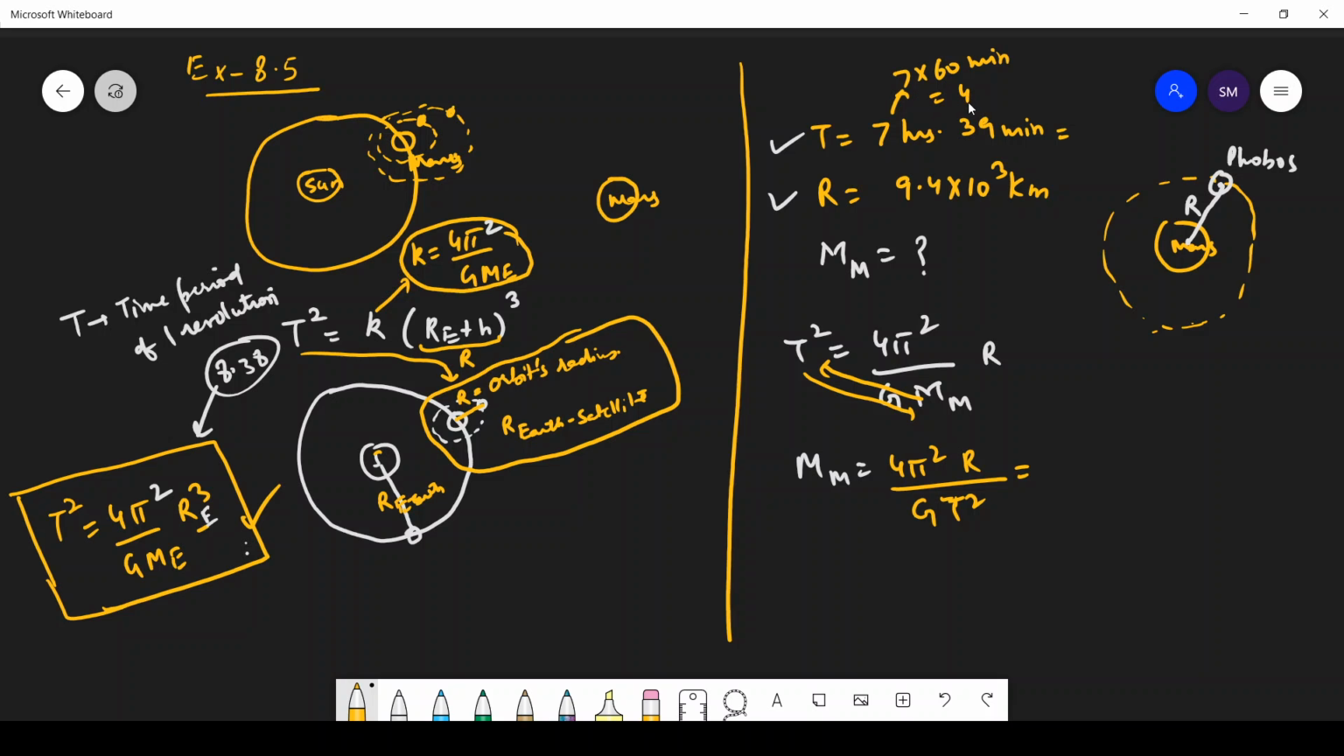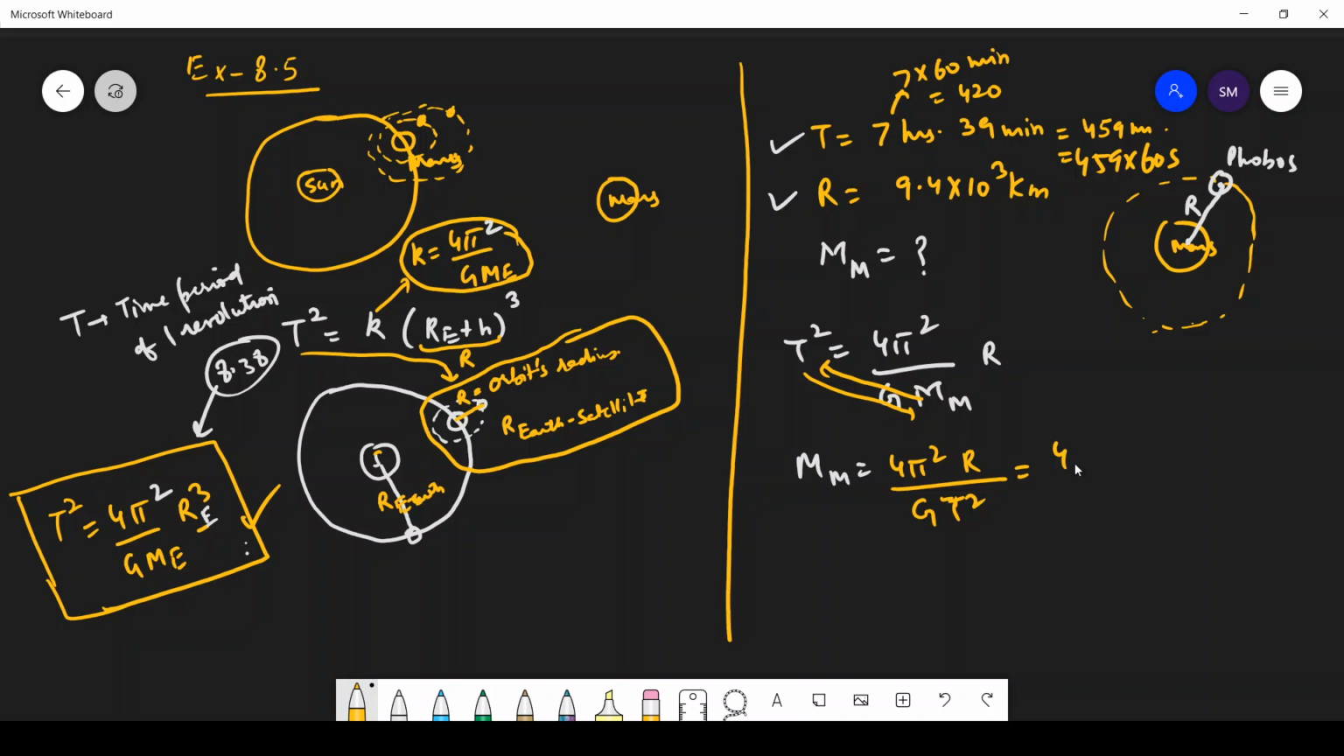That is equal to 420 minutes. 420 minutes plus 39 minutes, so that's equal to 459 minutes, right? And 459 minutes, change it to seconds: 459 multiply 60, so that's seconds, right? So this is your time period for one revolution.